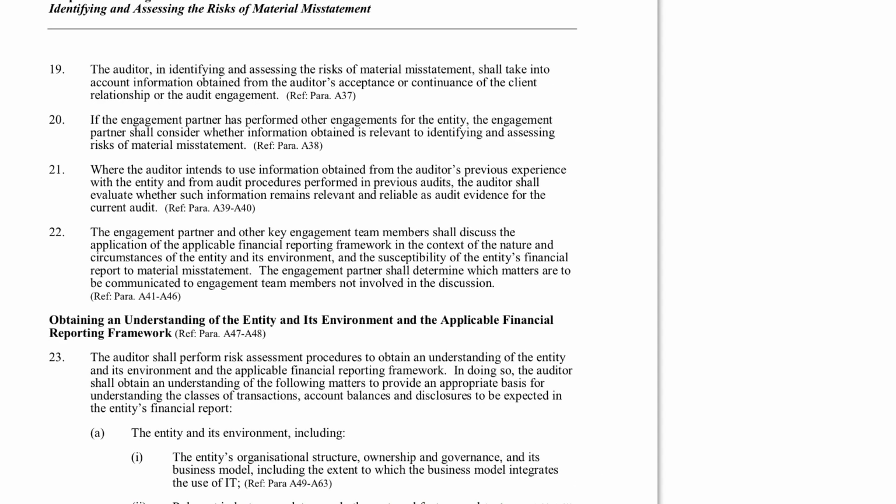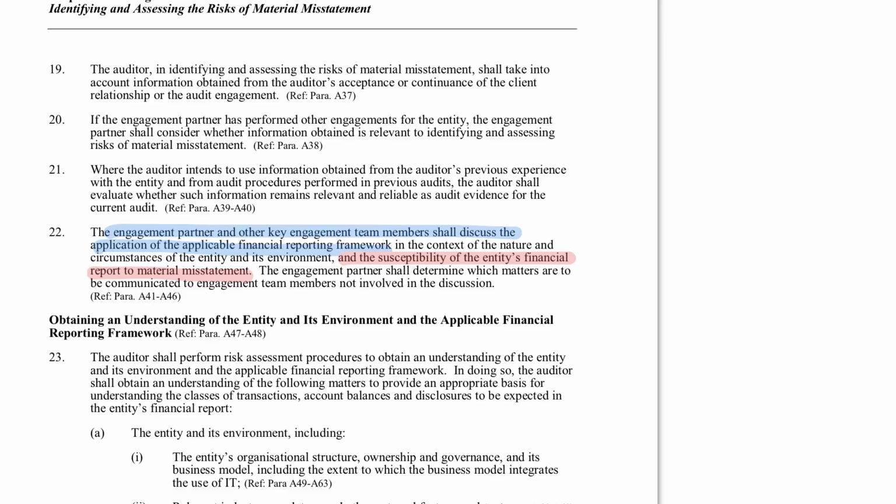There's some specific information. I really like this bit. The engagement partner and other key team members shall discuss how they apply the applicable financial reporting framework and the susceptibility of the entity's financial report to material misstatement. All right, so this team discussion part, again, is really important, making sure everybody is on the same page.